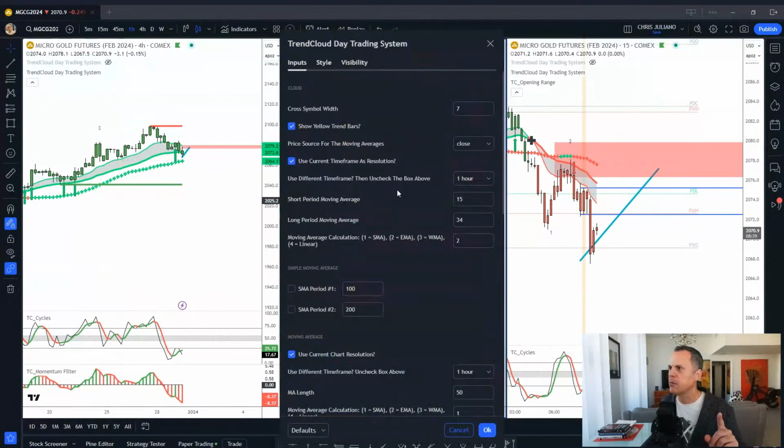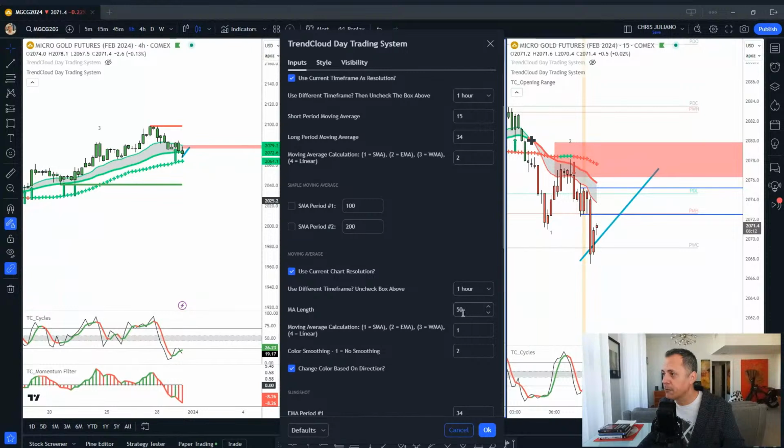Let me show you the coordinates, the values here. The trend cloud is composed, as of right now, because that's what's working, and we update this every 3 months. We update this 15 and 34 exponential. That's what's making up the trend cloud. The 50 simple, this line, right, and that's right here.